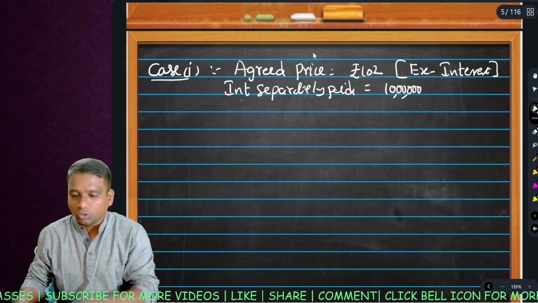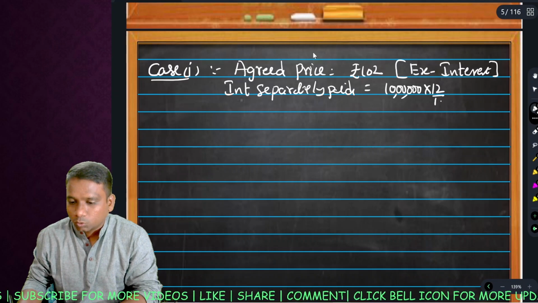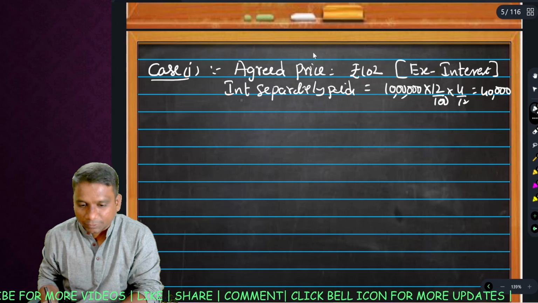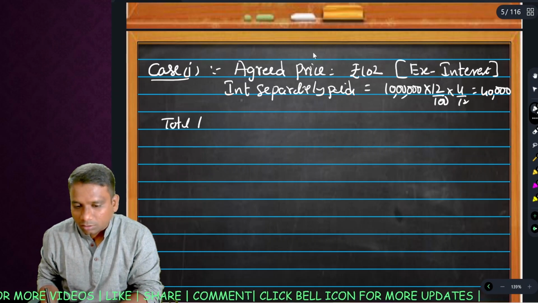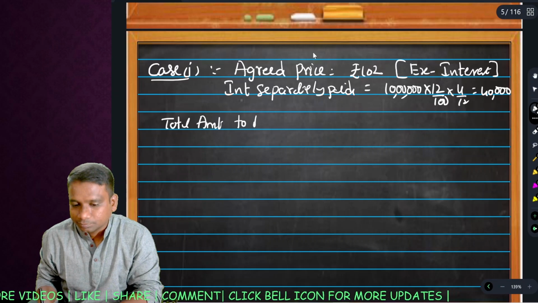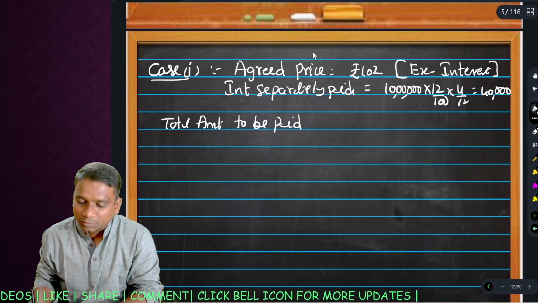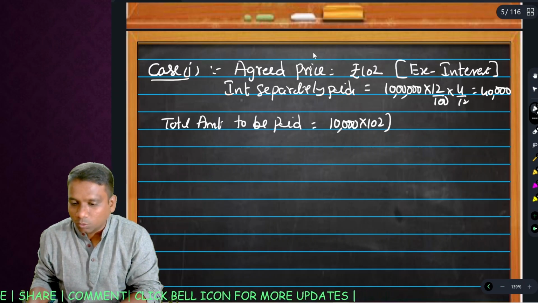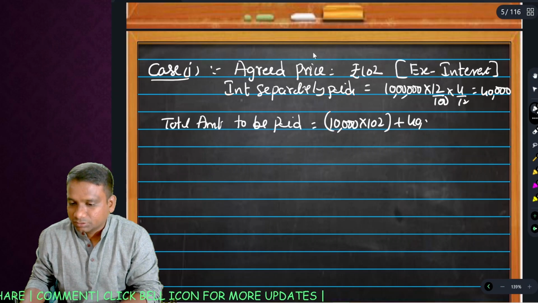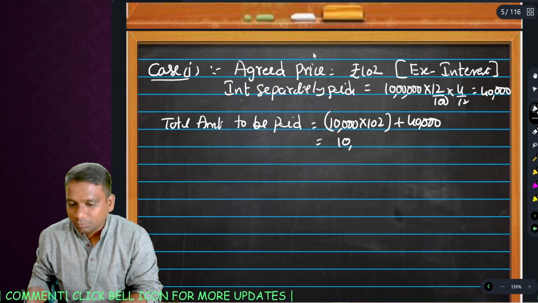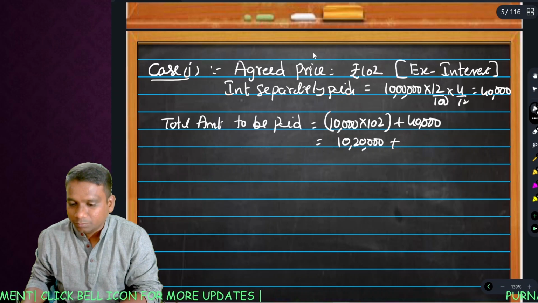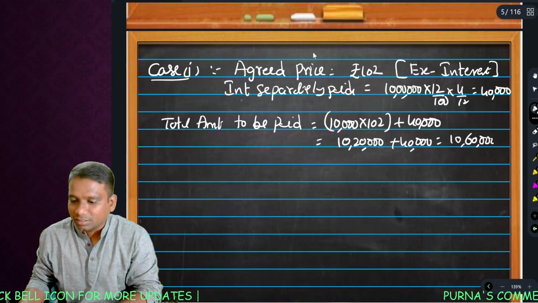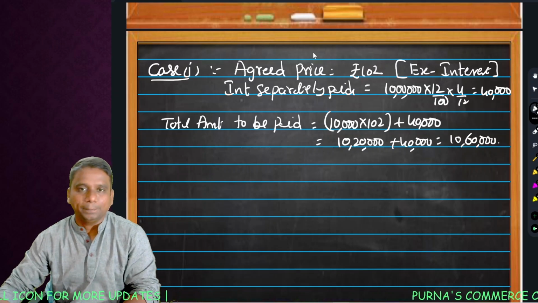How much? We calculated. Interest is always calculated on nominal value. 10 lakhs into 12 by 100 into 4 months is equal to how much? 40,000. Now total amount to be paid is equal to how much? 10,000 debentures into 102 rupees plus separately interest. That comes to 10 lakh 20,000 plus 40,000. Total amount we should pay is 10 lakh 60,000 rupees.